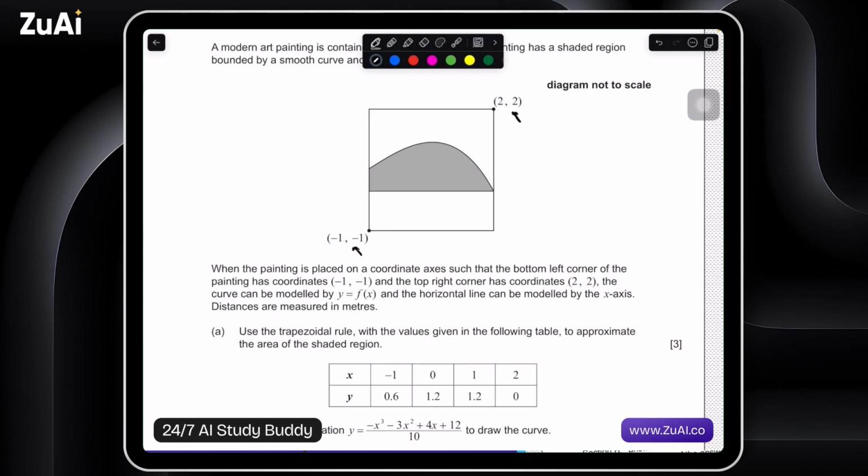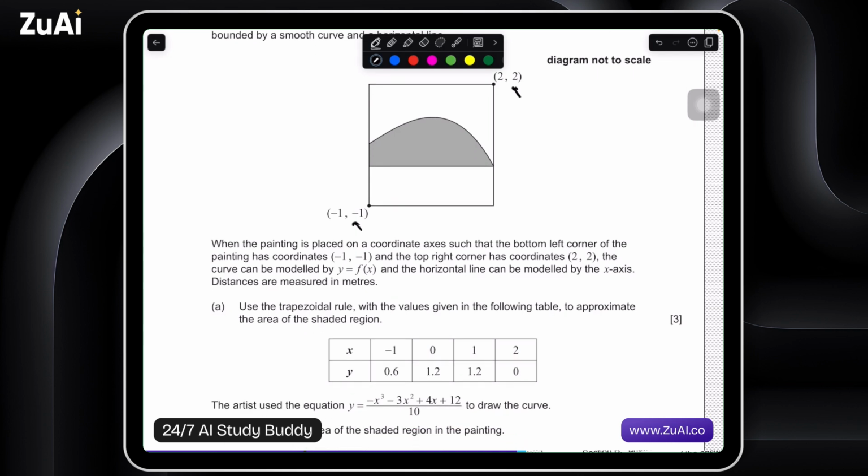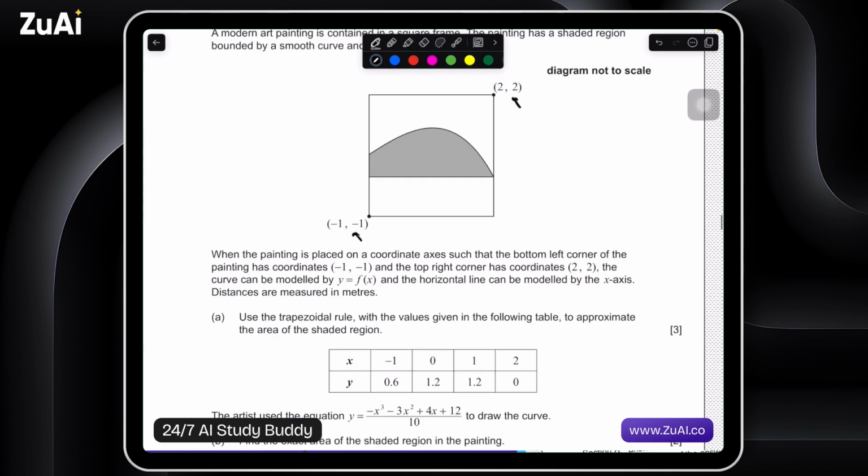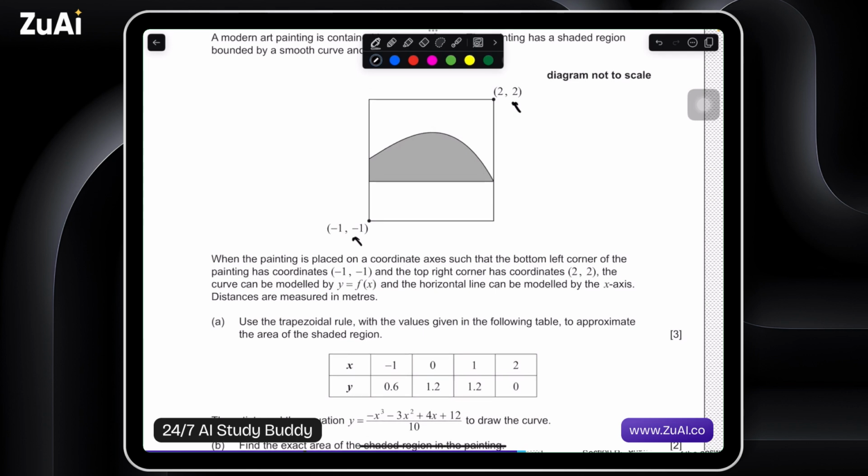Use the trapezoidal rule with the values given in the following table to approximate the area of the shaded region. So they don't give us the function itself, but they give us the corresponding values at different points. So they want us to use the trapezoidal rule with the values given. Remember, the trapezoid rule is a way to estimate the area under the curve.